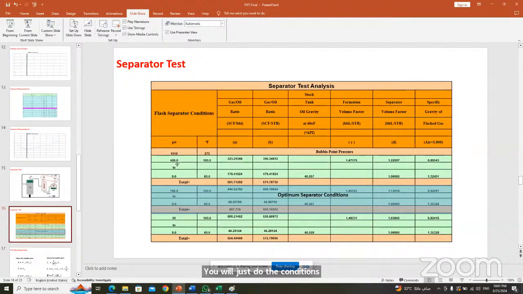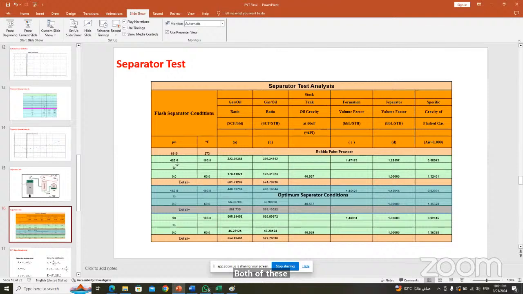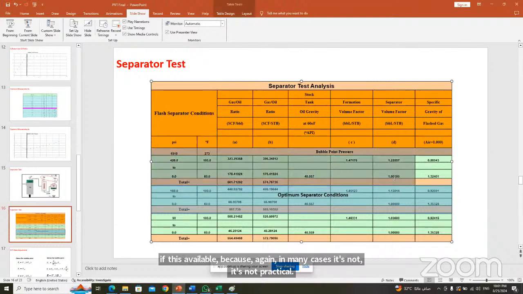Sometimes you have more than one production system, like a high pressure system versus a low pressure system. So you can run a separator test for both of these conditions, and then if you have more than one train, you can just produce your system on the best one, if that's available, because again in many cases it's not practical to do that, so you just go with what you have.